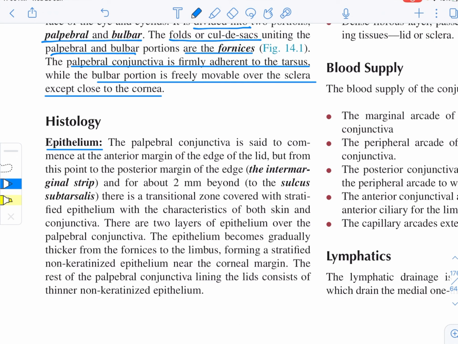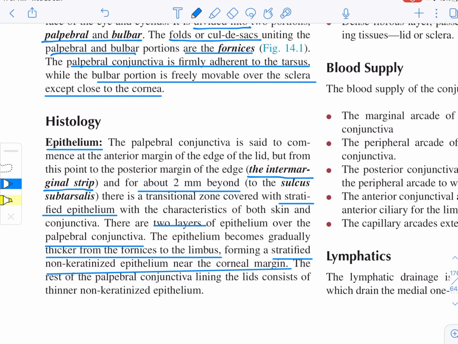So on the intermarginal strip and 2 mm beyond, we have the stratified epithelium which has the characteristics of both skin and conjunctiva. There are two layers of epithelium on the palpebral conjunctiva. The epithelium becomes gradually thicker from the fornices to the limbus, forming a stratified, non-keratinized epithelium near the corneal margin. So we have to remember these words.